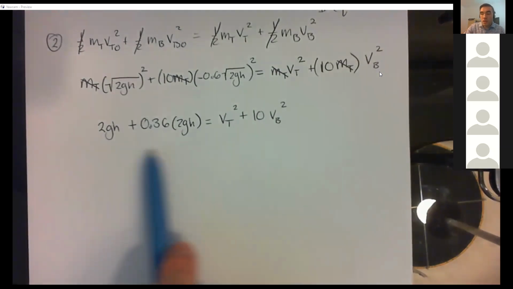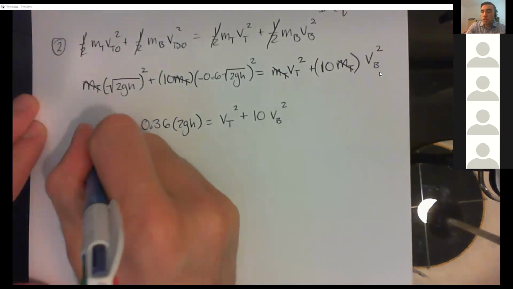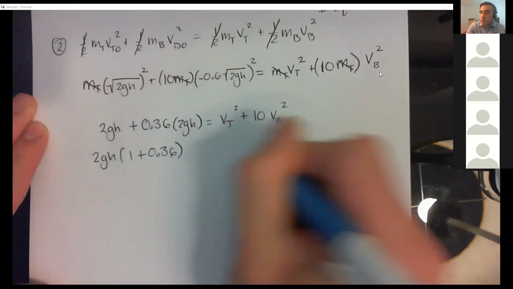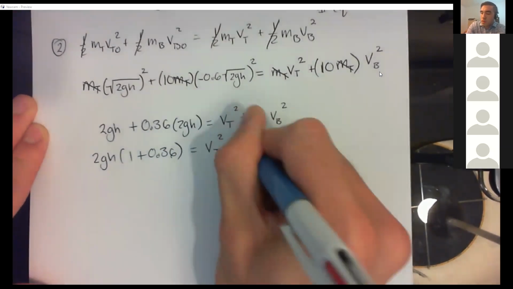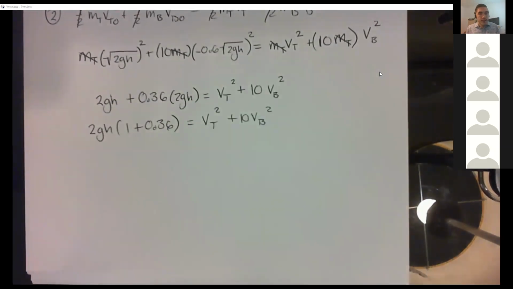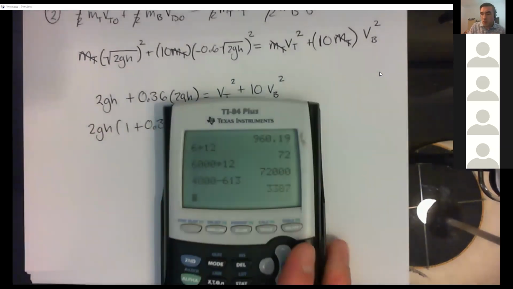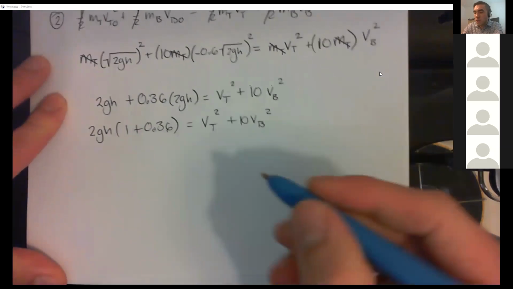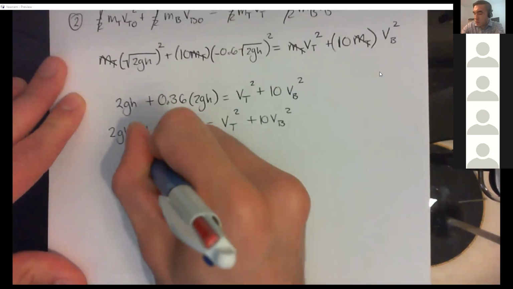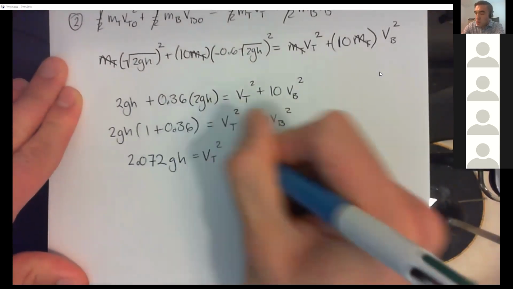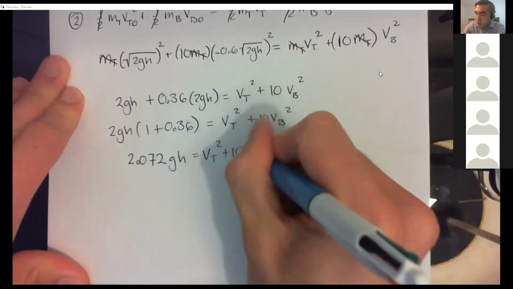And now again, on the left-hand side here, I'm going to factor out that 2gh. So this is going to be 2gh times 1 plus 0.036 is equal to vt squared plus 10 vb squared. And I'll just clean this up on the left-hand side so it just becomes a number. So that's just going to be 1.036 times 2, 2.072. So the left-hand side here is 2.072 gh is equal to vt squared plus 10 vb squared.